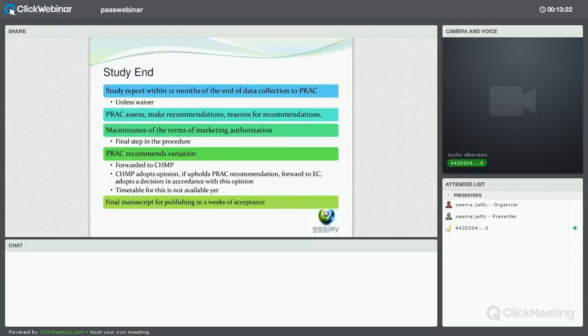Another thing is that you need to understand that when you've got a final manuscript as well and it's been accepted for publishing, you need to send it to the national competent authorities and to the EMA within 2 weeks of acceptance, and that's really so that everybody can understand fully exactly what is going to be out in the public domain.